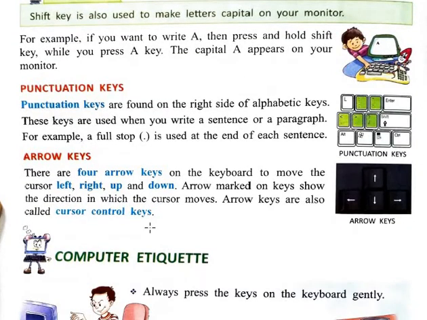Arrow keys. There are 4 arrow keys on the keyboard to move the cursor left, right, up and down. Arrow marks on the keys show the direction in which the cursor moves. Arrow keys are also called cursor control keys. Underline, students, this line: arrow keys are also called cursor control keys.